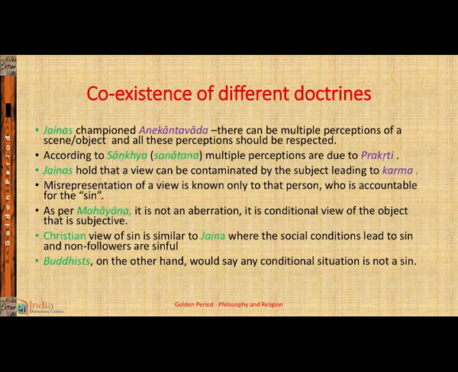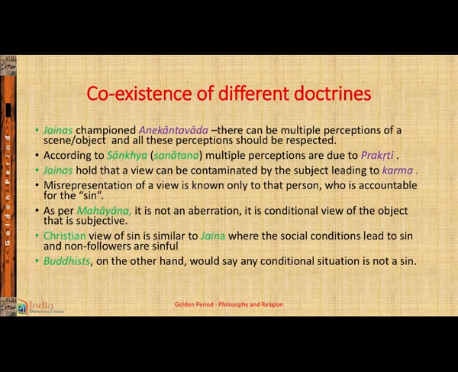Now, during that time, there was a golden period. We observed the coexistence of different doctrines. This concept can be traced back to the Jain Anekantavada, where multiple perceptions of an object are allowed and should be respected. But Sankhya says that multiple perceptions are due to prakriti.